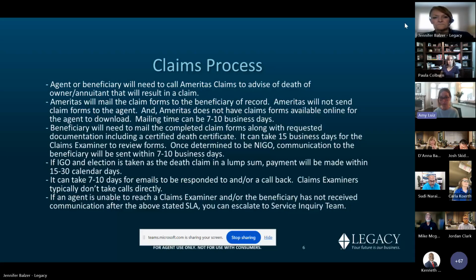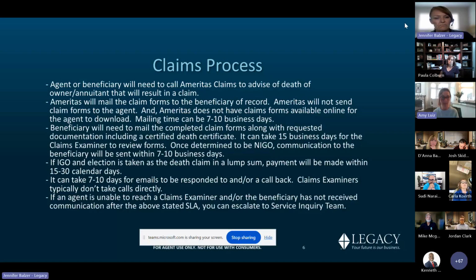If there is a not in good order item or items, they will communicate to the beneficiary within 7 to 10 business days of what those are. If it is in good order and the election is taken as a death claim in a lump sum, payment will be made within 15 to 30 calendar days.